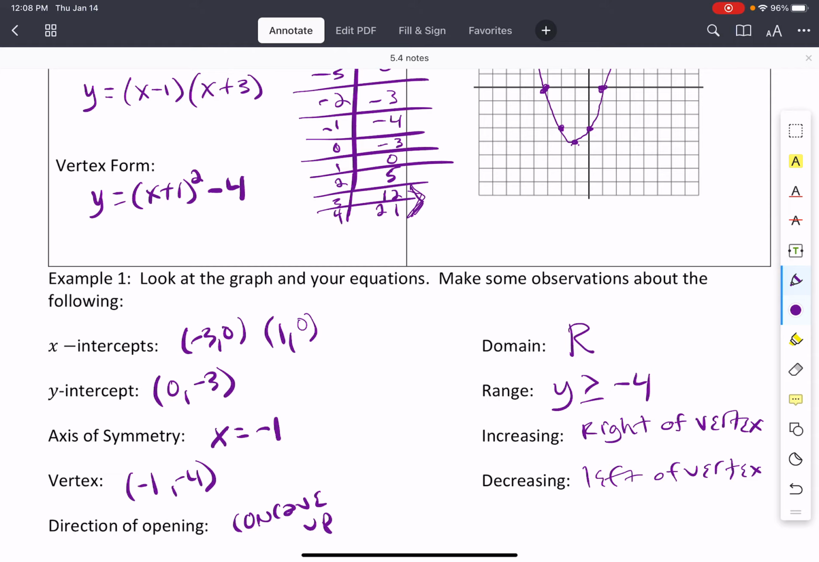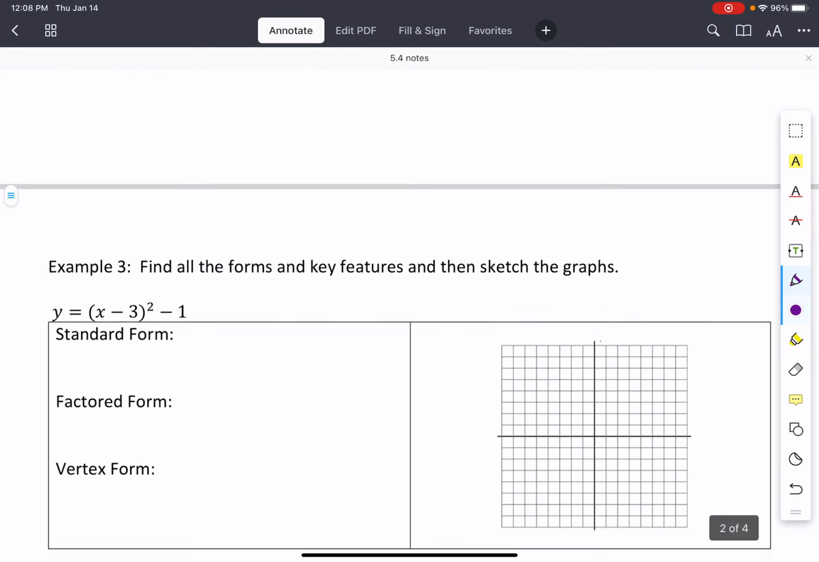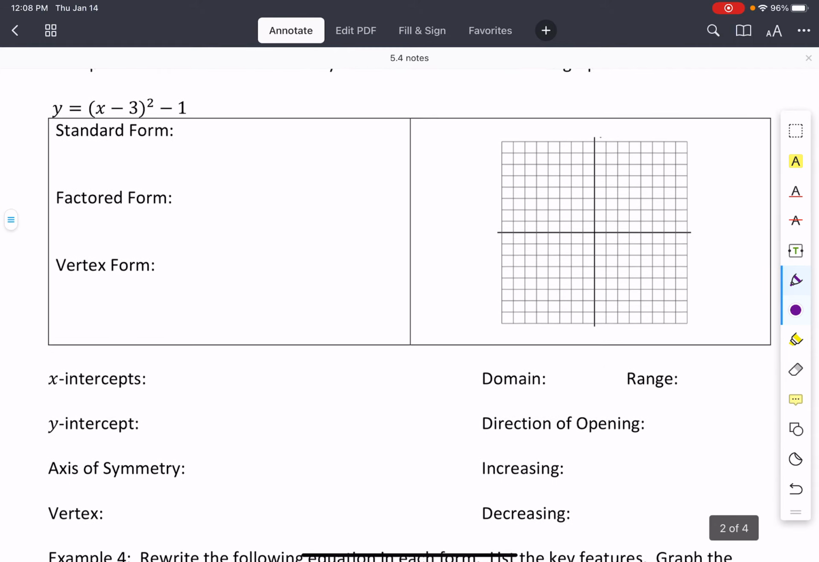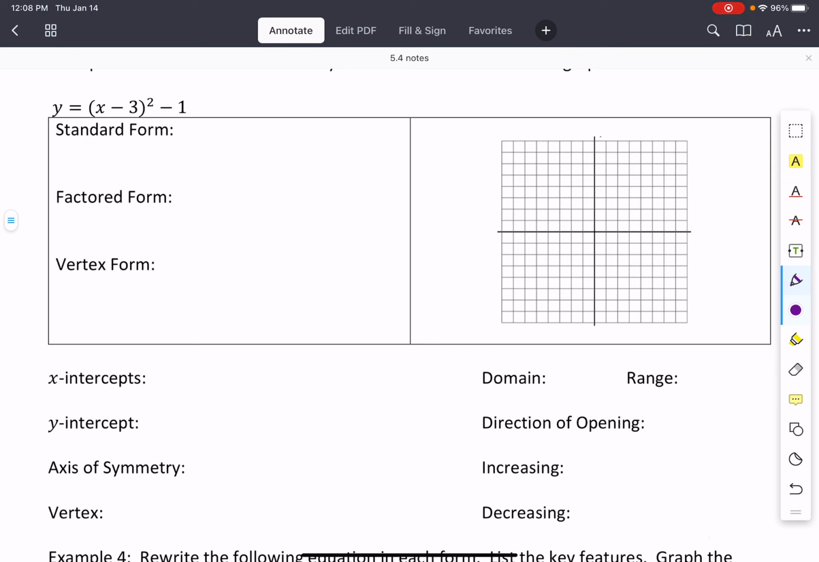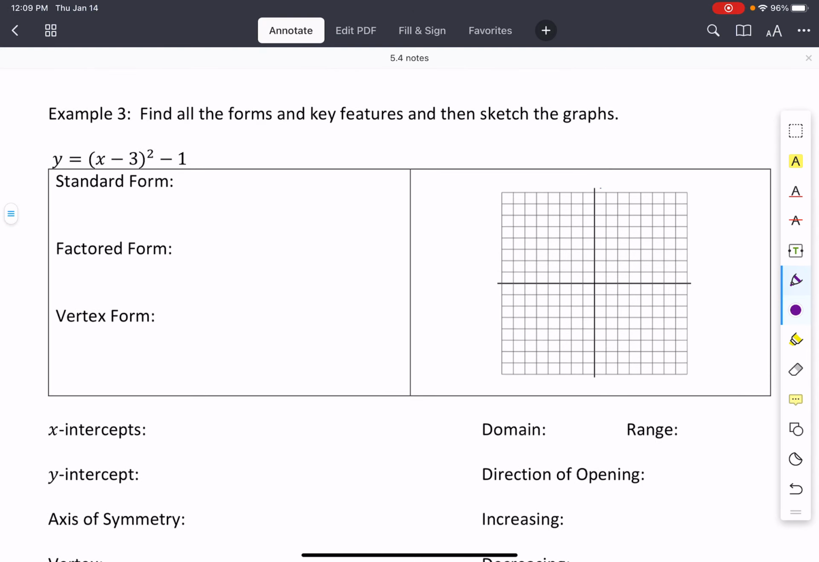Okay, let's look at number 2 real quick. I'm going to have us try this again, and then we'll talk about something else. But I'm assuming we might need to review how to get from vertex to standard. So I'm going to do that. What form is this one in right now? Good, vertex.